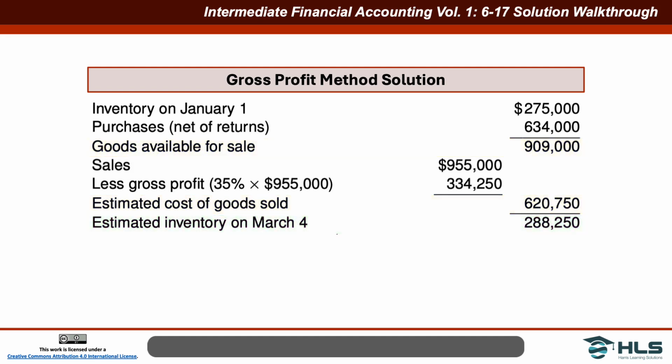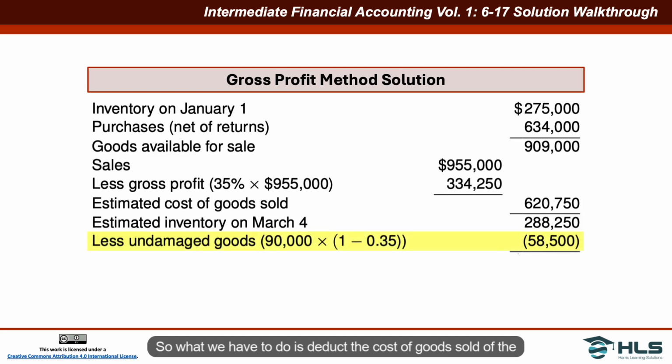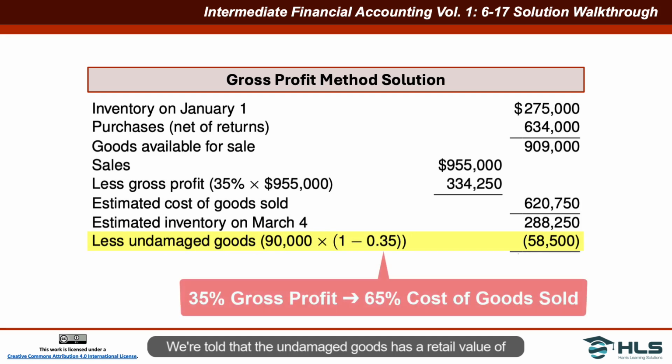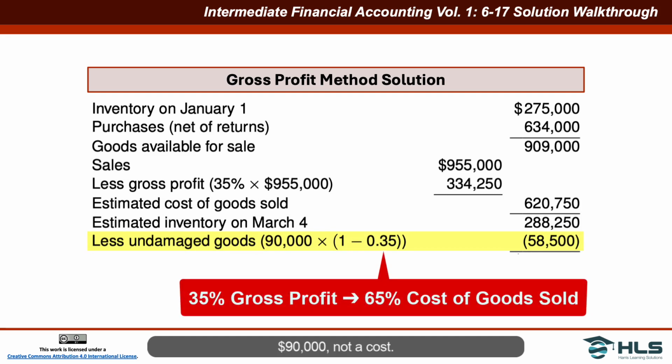$288,250. Now we're not quite done because this problem includes undamaged inventory. So what we have to do is deduct the cost of goods sold of the undamaged inventory. We're told that the undamaged goods has a retail value of $90,000, not a cost. And so from that, we must determine its cost, which would be 65%, or 1 minus the gross profit percentage of 35%. So 65% of $90,000 is $58,500.